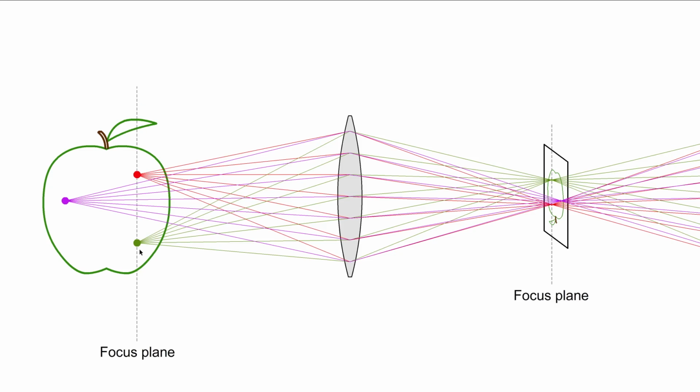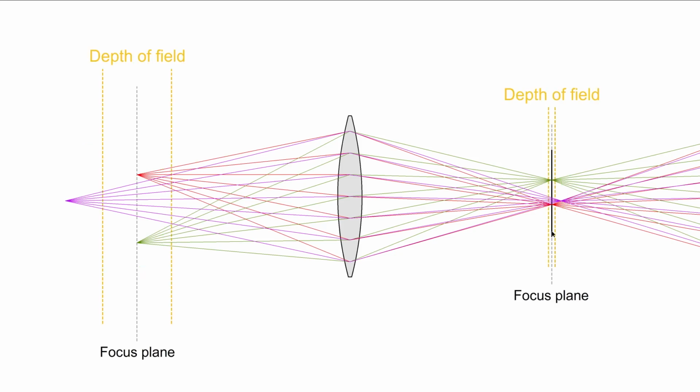So if we're focused on this plane here, this will be out of our focus plane. So let's get rid of the apple and draw this on an edge, rather than an isometric drawing of a sensor here, because it's slightly misleading. We want to be looking at it as a dead straight line, because it would be parallel to the lens, obviously. So now I've drawn in this depth of field area here.